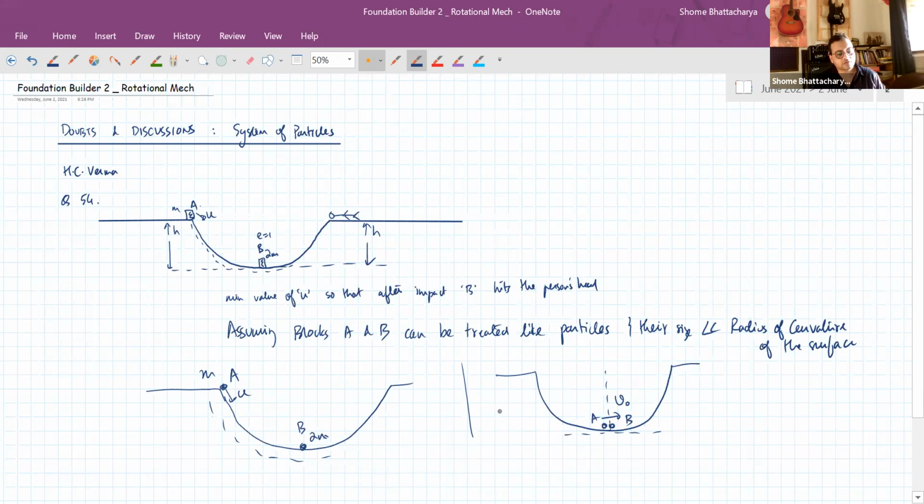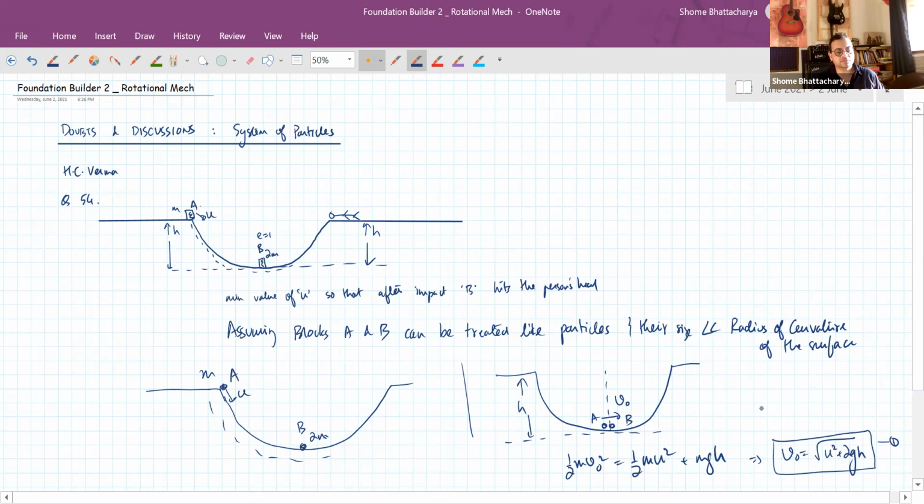That v0 we can calculate by just using work energy. So half m v0 square is equal to half m u square plus mgh. So v0 will be equal to square root of u square plus 2gh. So this is the first thing. This is the impact velocity with which A is hitting B. So Norman, it's clear up to this point?